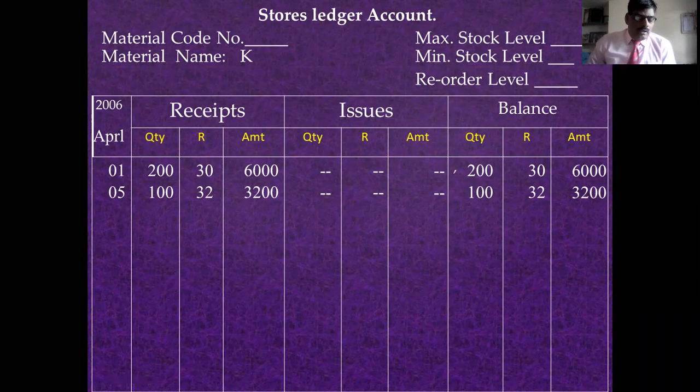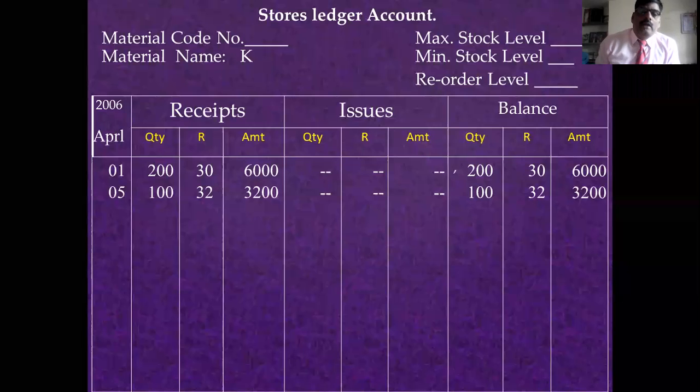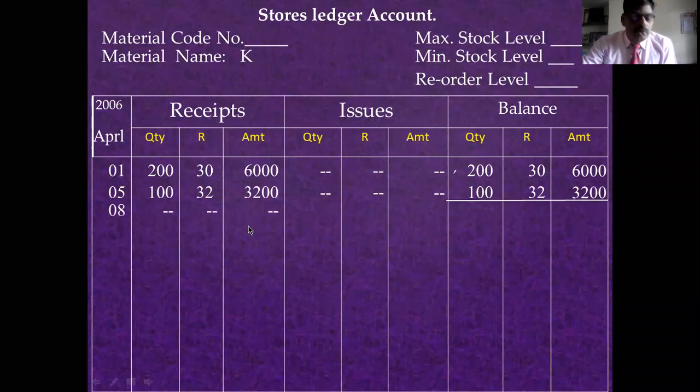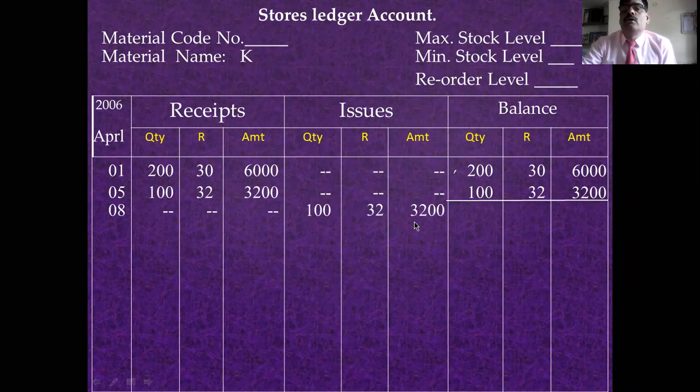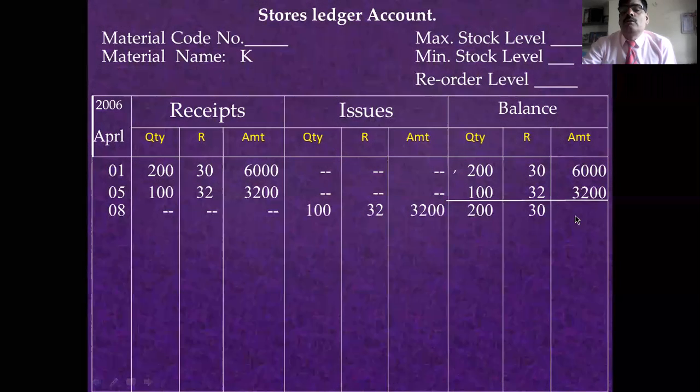Then after 5, on 8 there is an issue. You underline the balance column. Date 8, issue is 100 kg. So from the last lot you issue 100. Last lot is 100. You issue all the quantity in the last lot, 100 units at 32 rupees, 3,200, because it is LIFO method. So balance is 200 at the rate of 30, 6,000.